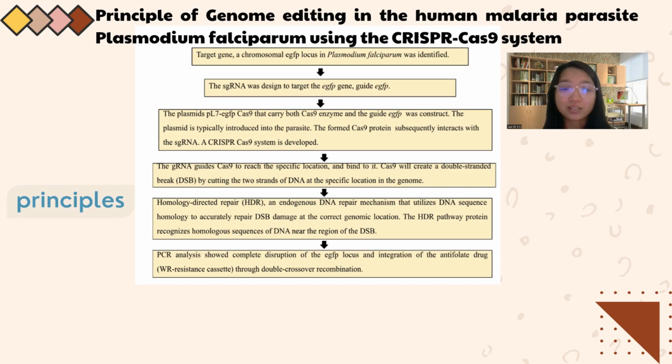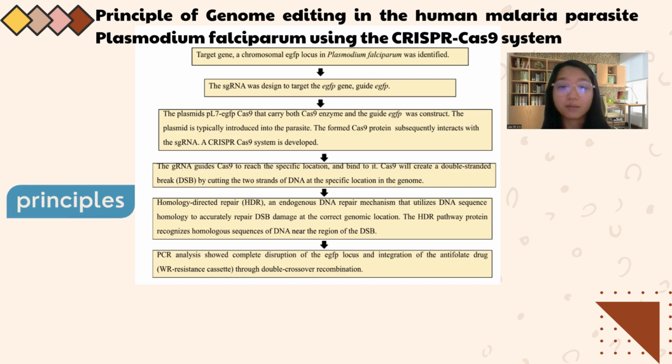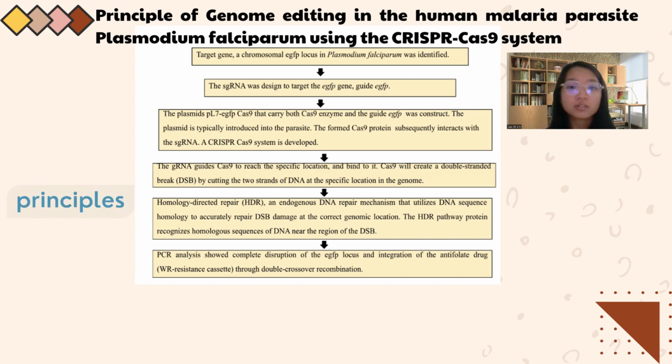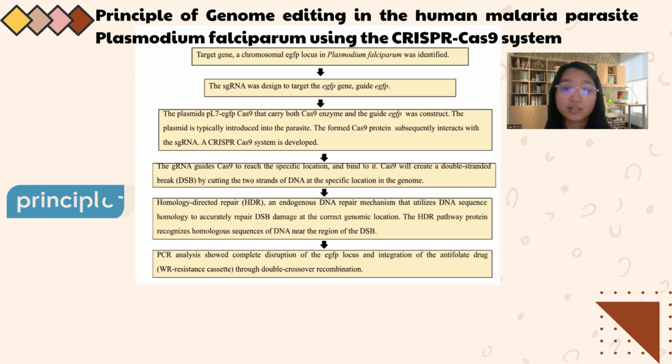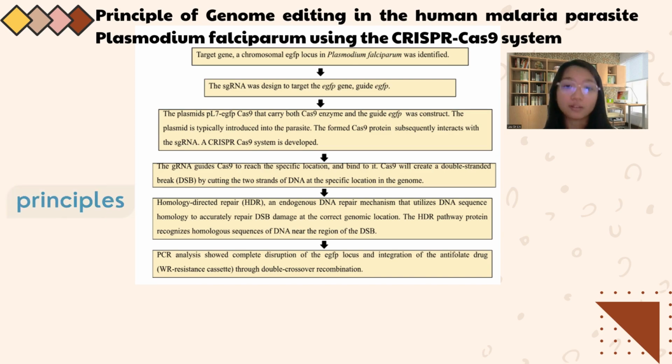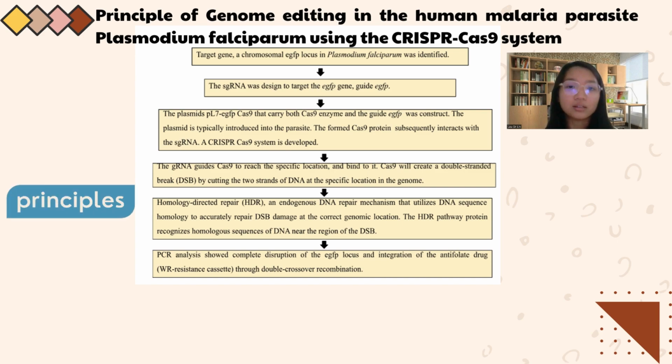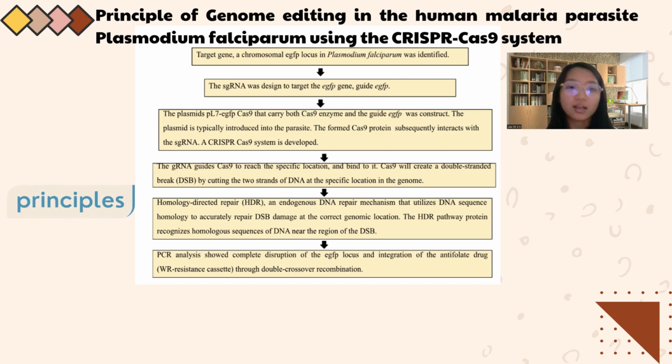Now I'm going to explain in detail how the principle of the CRISPR-Cas9 system works on the human malaria parasite. The first thing you need to do when using the CRISPR-Cas9 editing system is to identify the targeted gene that we want to modify. In this case, the targeted gene is a chromosomal EGFP locus in the Plasmodium falciparum.